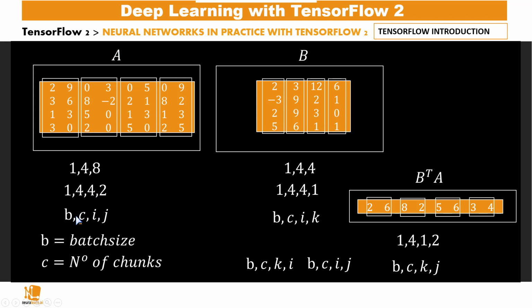So if we have A defined with the shape BCIJ, and B with shape BCIK, getting the transpose of B will give us B and C fixed, and then IK turns to KI, and A is still BCIJ. Now we have KI times IJ giving us KJ, so we have BCKJ. So if we have this 1 4 4 2 by 1 4 4 1, we have 1 4 1 2.